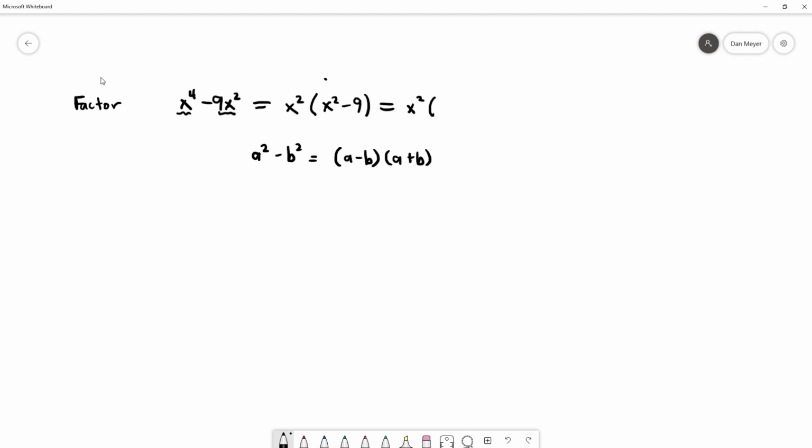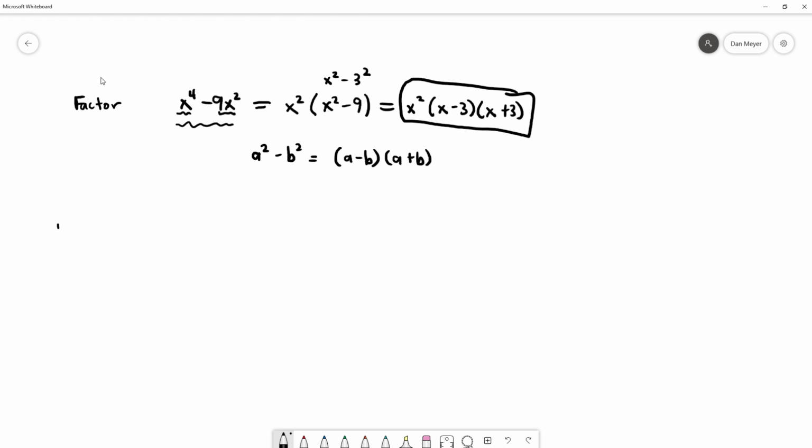So if I wanted to write this as x squared minus 3 squared to make it more explicit, x is playing the role of a and 3 is playing the role of b, so I have x minus 3 times x plus 3. Okay, so that's this degree 4 polynomial completely factored.